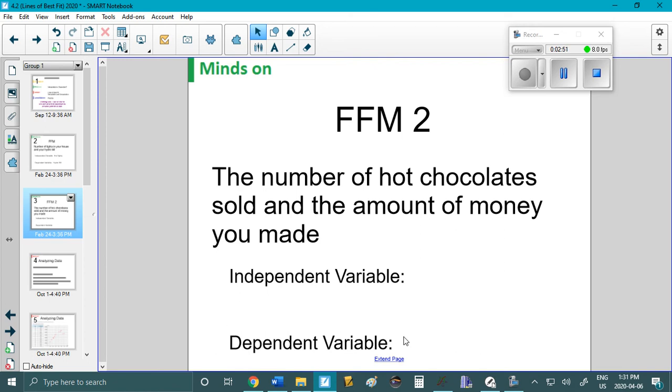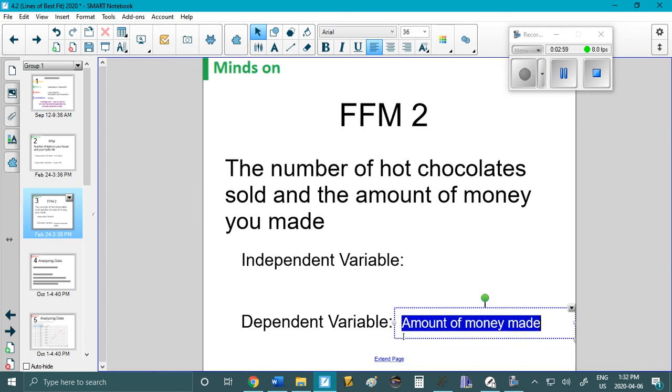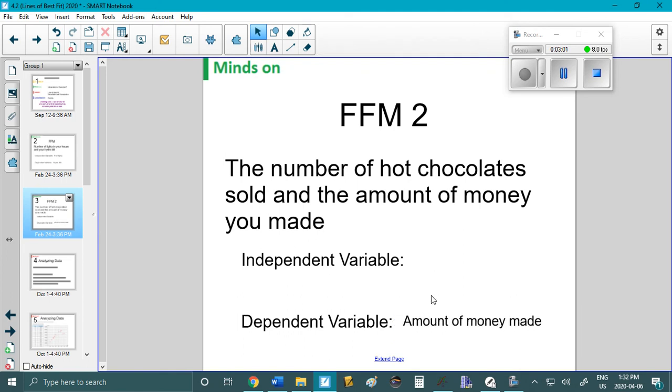So for dependent, you could write amount of money made, or you could just write amount made, or whatever. If you're trying to take a shortcut, that's fine. So amount of money made depends on, I'm just going to say number sold. If you said number of hot chocolates sold, even better. You got a better answer than I do. Okay, so that's a bit of a recap from yesterday.